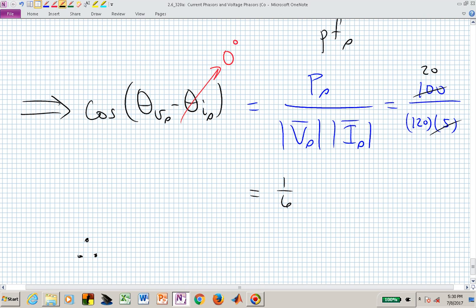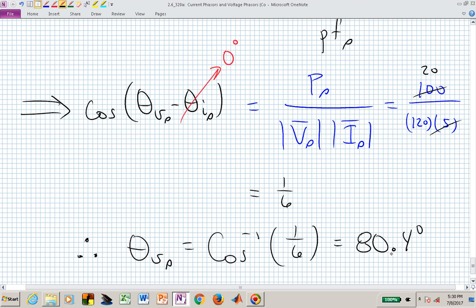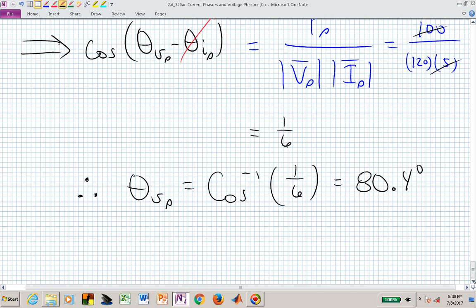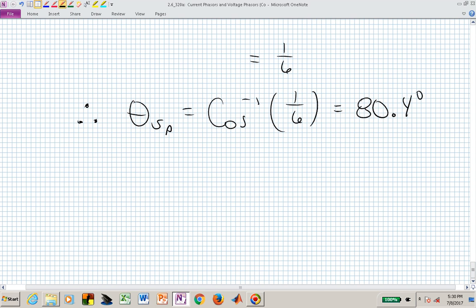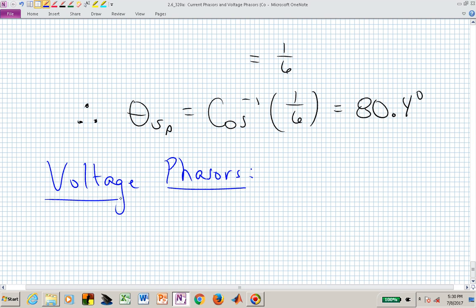I can find theta V sub S. Since theta I sub S is 0, theta V sub S is the inverse cosine of 1/6, which is 80.4 degrees. And now hopefully you can see that I am getting somewhere. Now I can start playing with the voltages as phasors, since I've actually extracted the information that I need.